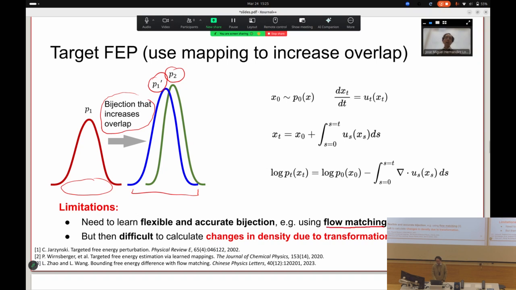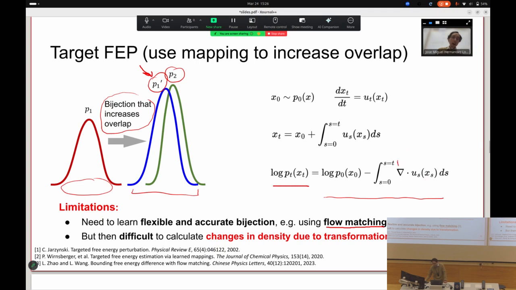Flow matching, a technique widely used now in generative modeling. You could use this. If you have data from P1 and P2, you can learn a mapping between the two, and once you have this mapping, you can do importance sampling. The problem is that to get the density of the transformed samples, you need the density of this P1. To do importance sampling, for example, you need to solve this formula with normalizing flows.